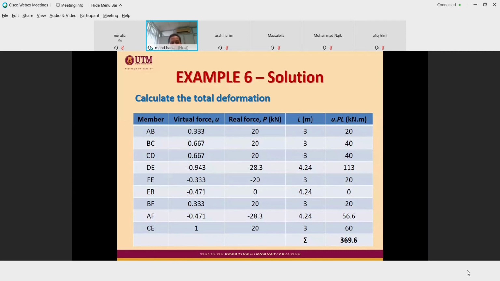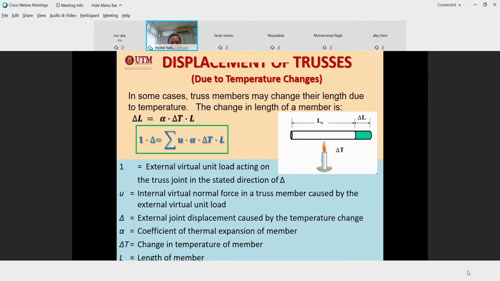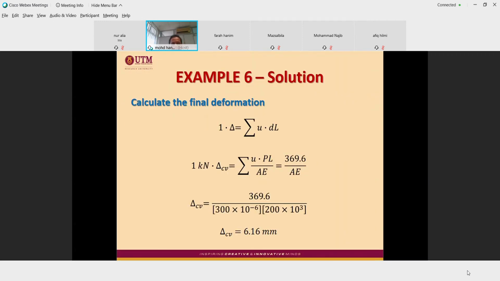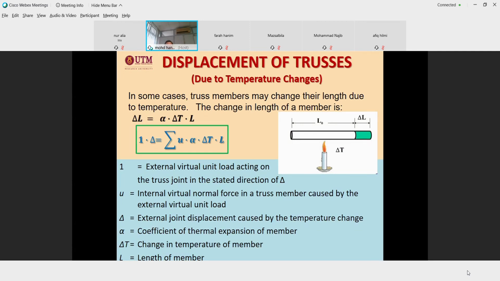Now we have another displacement. Another type of displacement. Now this displacement is due to temperature and also due to lack of heat. Okay.